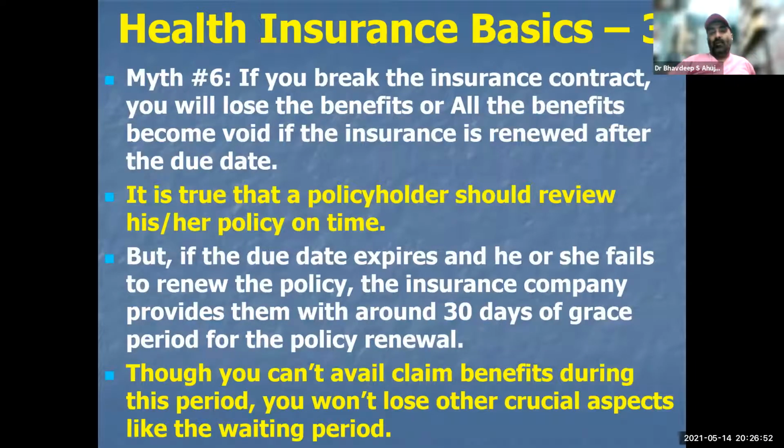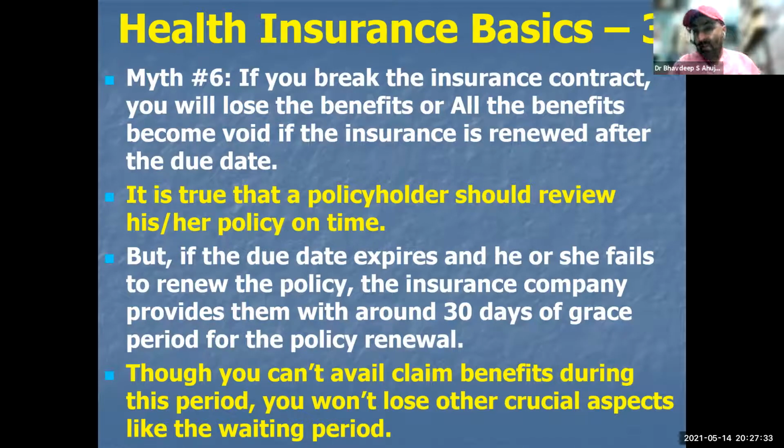So myth number 6: if you break the insurance contract, you will lose the benefits, or the benefits will become void if the insurance is renewed after the due date. I mentioned, as per the latest IRDAI guidelines, you should actually renew it on time. The company sends you a reminder via SMS, via email, and some companies are on WhatsApp as well. So if you opt for the updates, they'll give you those there also. But if you still forget because of any reason, you'll still have a grace period of 30 days after the policy renewal date. You will not lose any waiting period benefits or any pre-existing coverage benefits.